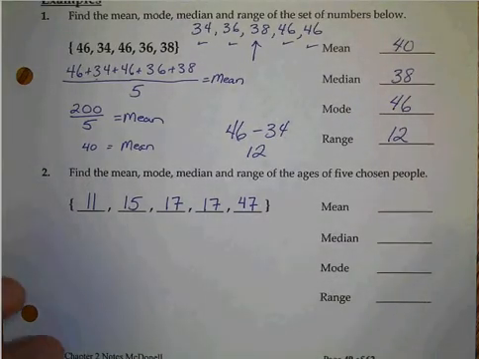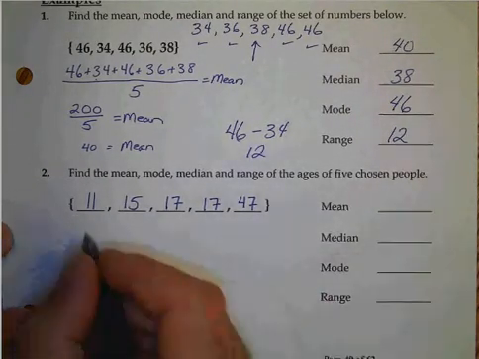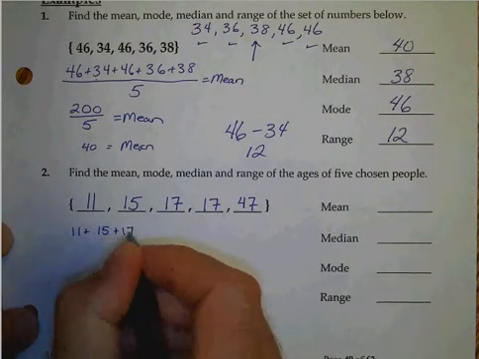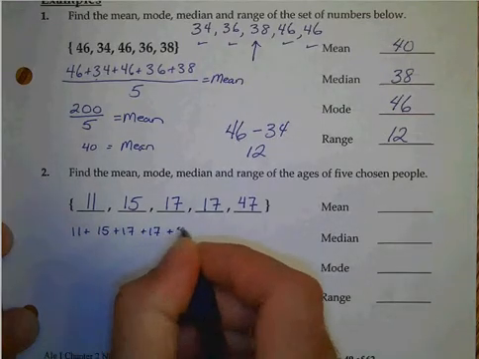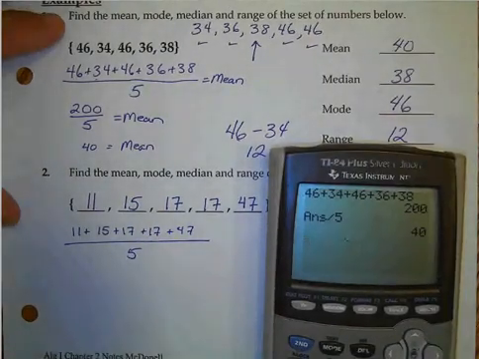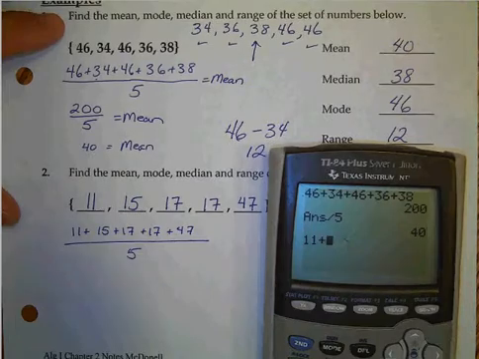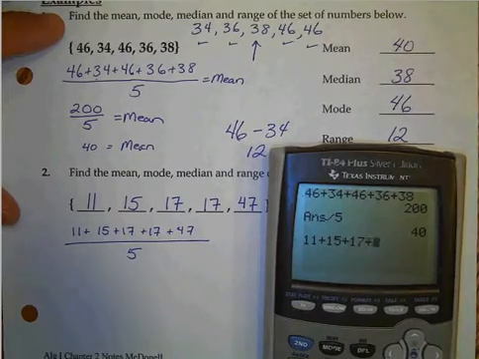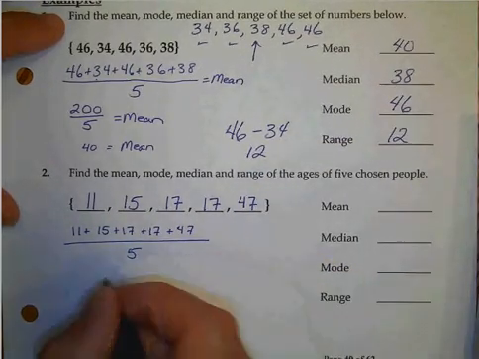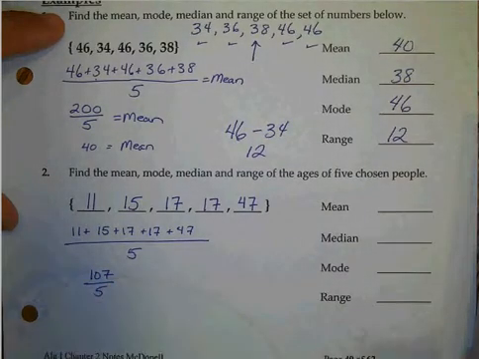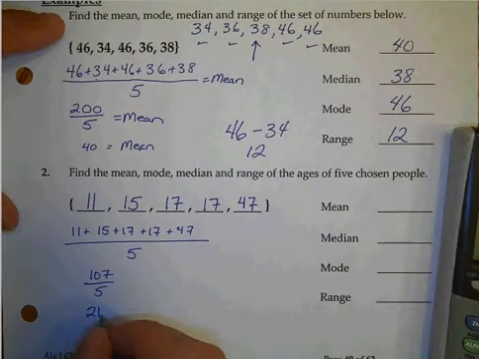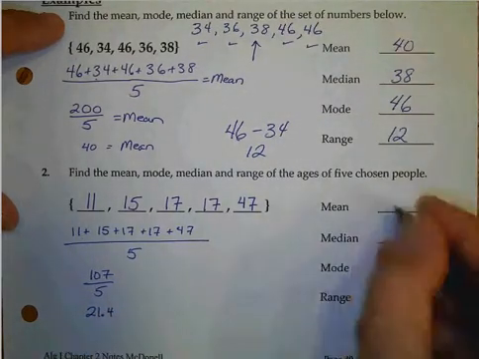So first let's find the average age in the room where we are right now. To do that, we're going to add up these 5 numbers, and we're going to divide that by 5. So I'm going to take my calculator, and we're going to say 11 plus 15 plus 17 twice plus 47. 107 is the total. We're going to divide that by 5, and it looks like the average age in the room is 21 years and 4/10. So that's the average age.